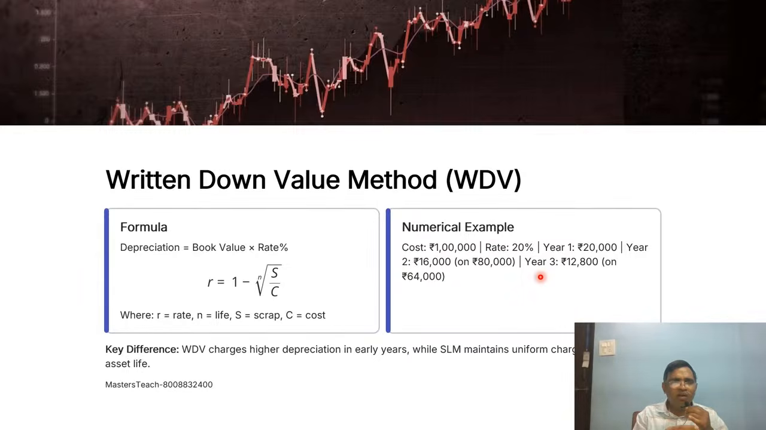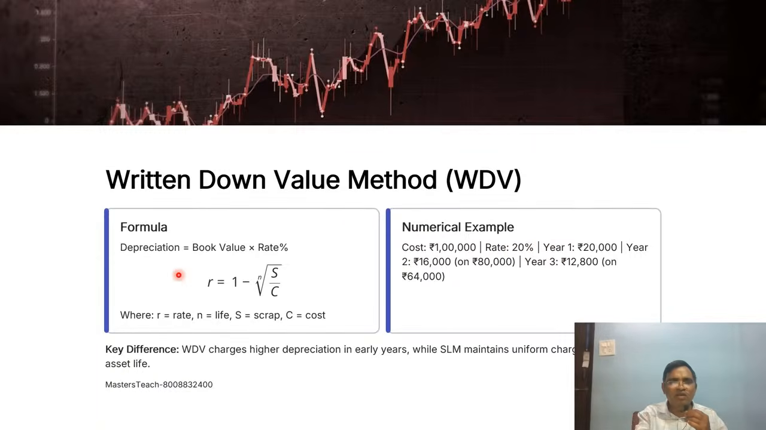So WDV, okay, is the written down value. It charges higher depreciation in early years. In the starting it will be higher, then it becomes slower. While in the straight line method, uniform depreciation will be there, for example 18,000, 18,000, 18,000. Whereas written down value is in percentage: book value multiplied by the rate percentage is the depreciation value.